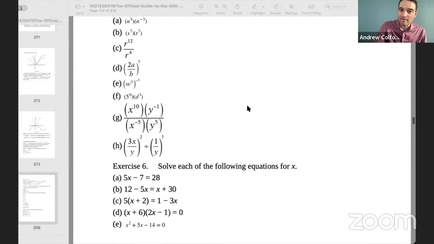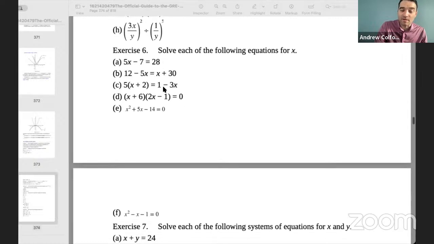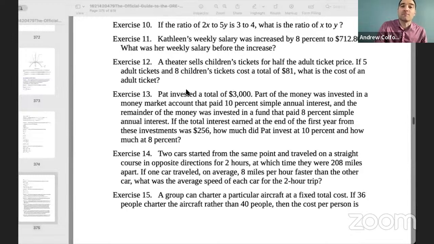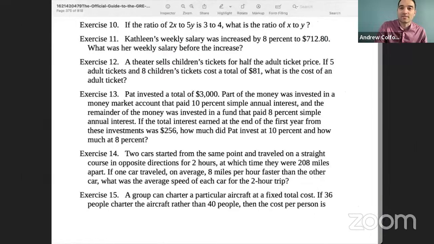Okay. Let's see what the next one was. It was 10, 15, A and B, and 21. Okay, so let's look at 10. If the ratio of 2x to 5y is 3 to 4, what is the ratio of x to y?